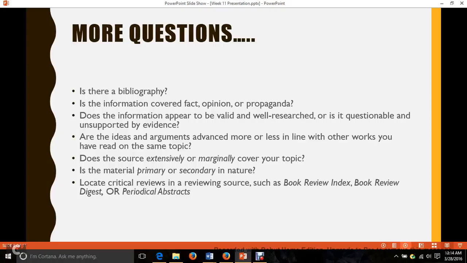Are the ideas and arguments advanced more or less in line with other works that you've read? So that means, do they connect to other things that you've said? Do they back one another up? If you have one source that tends to go off the deep end and goes into a realm that other sources haven't gone, it may not be a reliable source. Perhaps it's not a well-founded source. Is it primary or secondary? Both of these are completely appropriate for academic research, but that can also help you determine the relatability of the topic. Locate critical reviews. This can also help you determine if the sources are reliable or not.